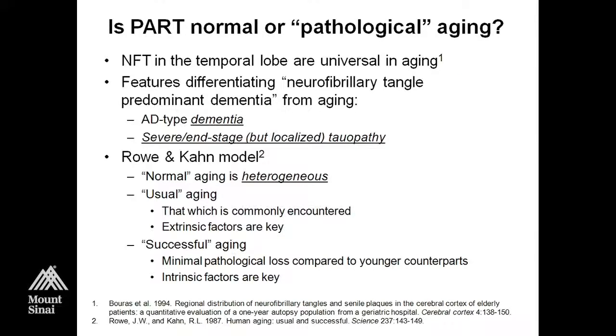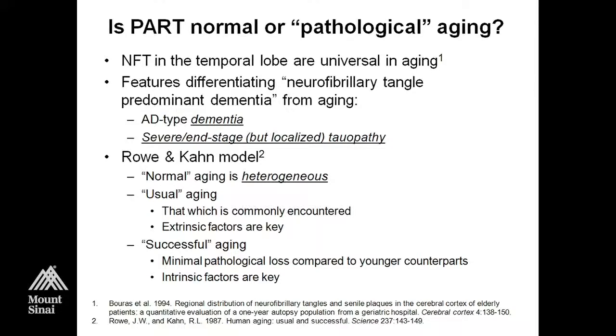So then there's this idea, well, maybe this is normal. As I mentioned, neurofibrillary tangles are universal in aging in the temporal lobe, and that was first shown by Patrick Hof and others here at Mount Sinai. What differentiates these cases is that they have dementia, and they have a lot of neurofibrillary tangles, but they seem to be localized. So as we were looking for cases, we stumbled across the Rowe and Kahn model. For the students in the audience who are interested in aging, in all forms of aging, this is required reading. So I put the reference down here at the bottom.